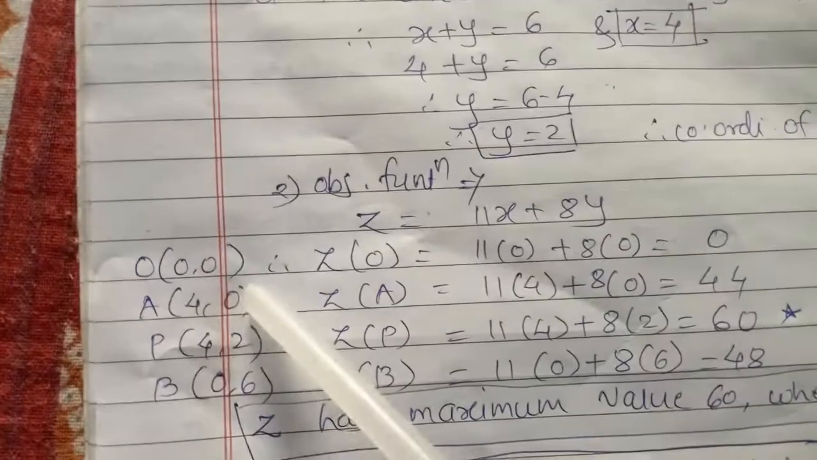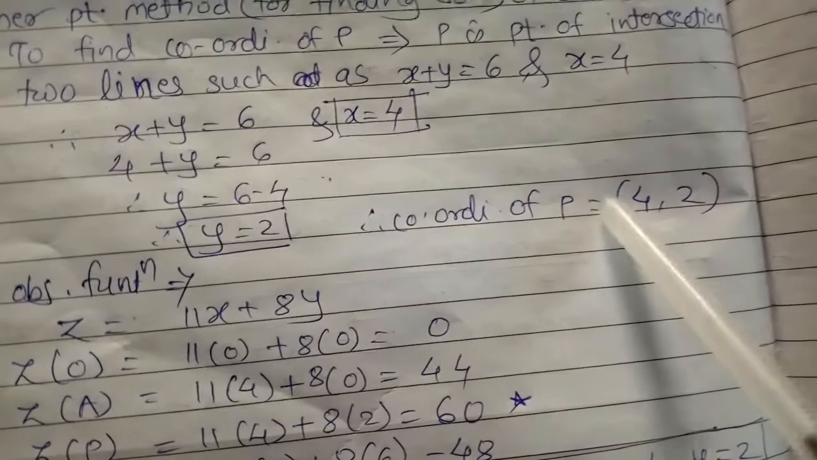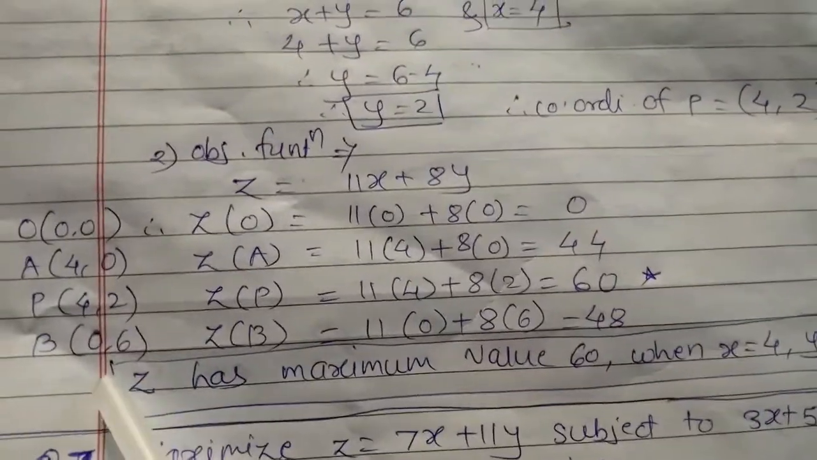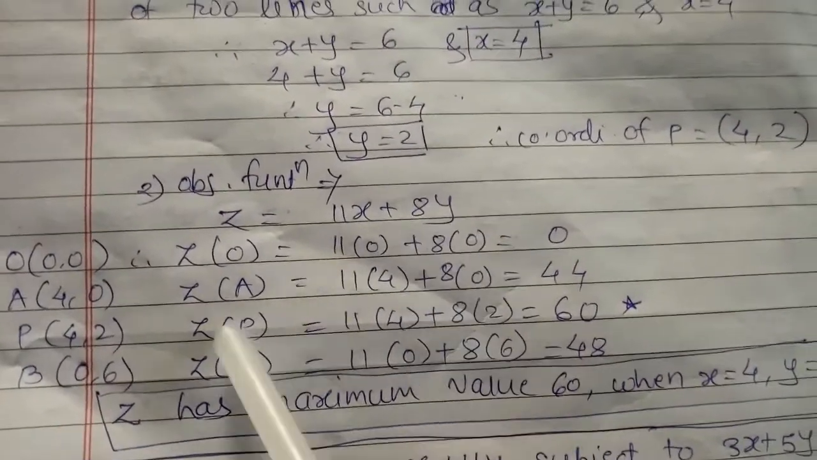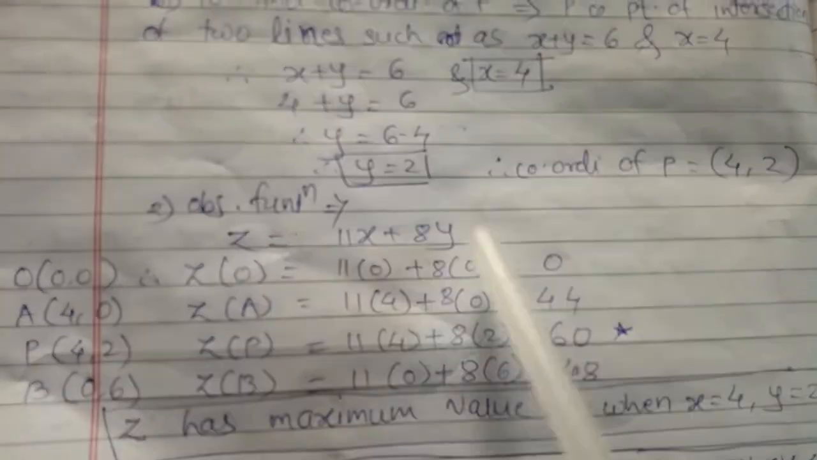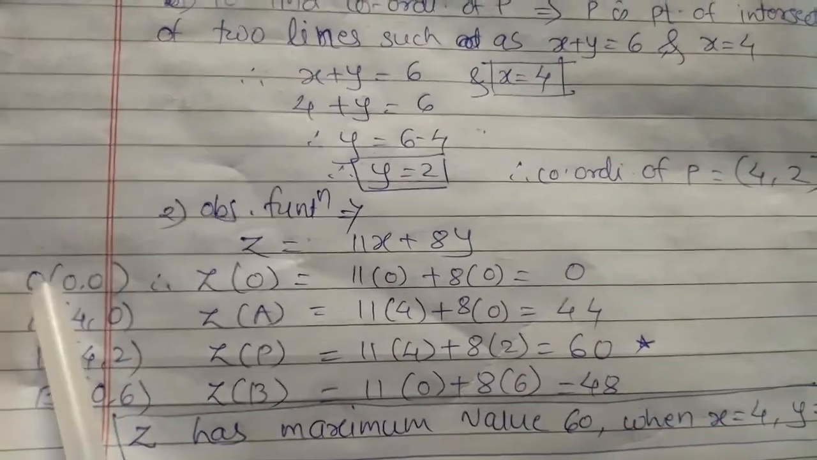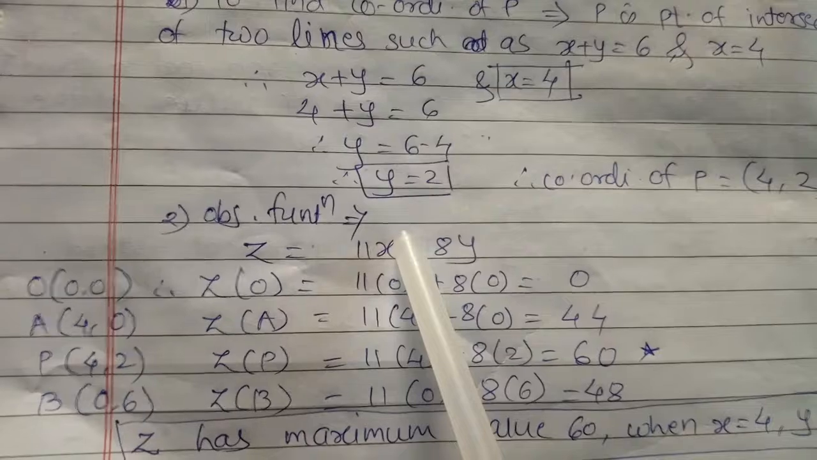So the coordinates of O are 0, 0, then the coordinates of A are 4, 0, P we already found here, that is 4, 2, and B is 0, 6. Now we have to just put these values of these coordinates in the position of x and y. So Z in bracket you have to write down this point, that is O, and 11x.